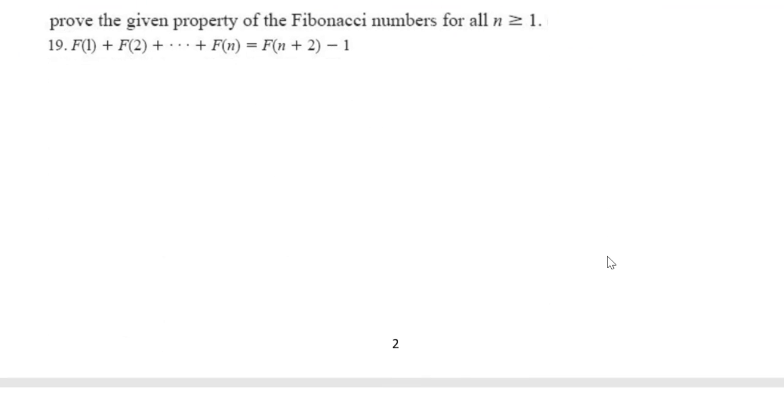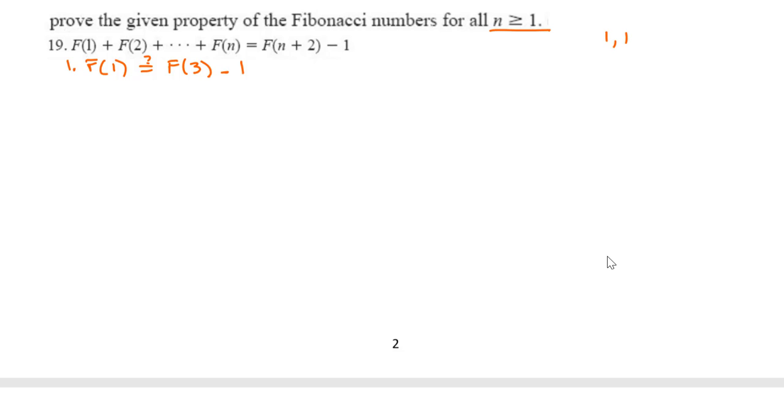The next example here is not using the definition. Every time you see dot, dot, dot, to prove this Fibonacci number, we need to use proof by induction. So we're going to check for the smallest. What is F(1)? Is F(1) really F(1+2), which is F(3), minus 1? Where is F(3) in Fibonacci?